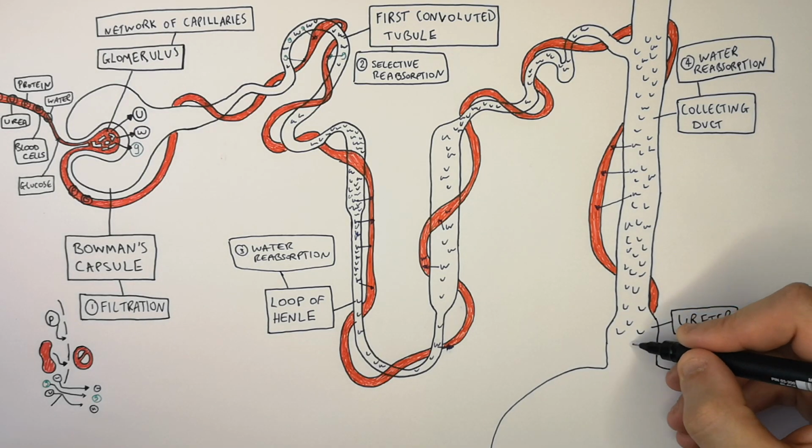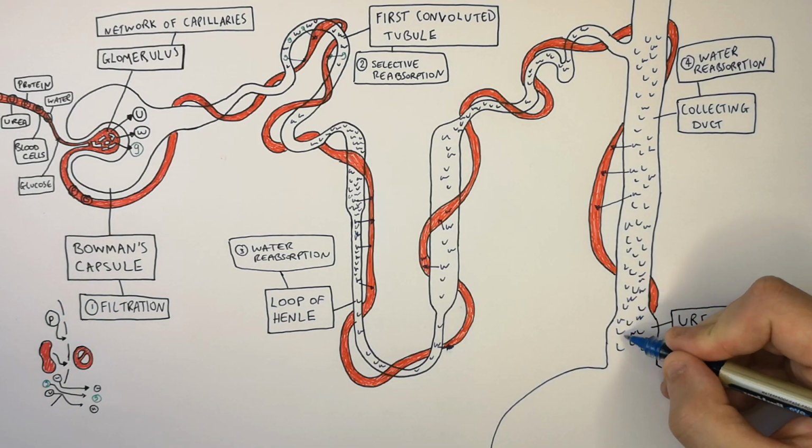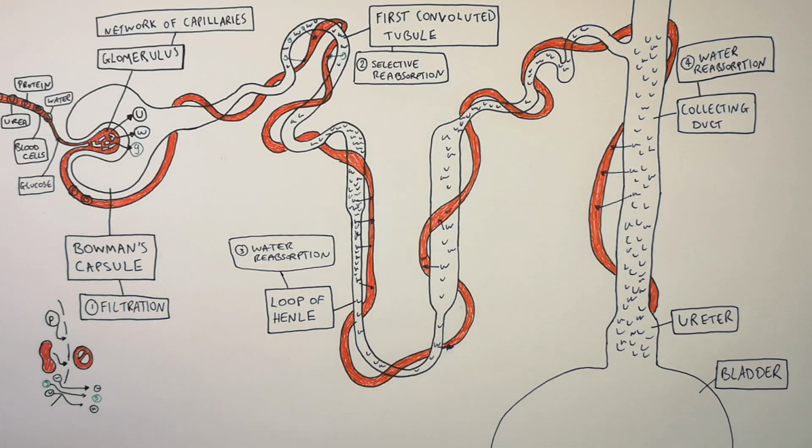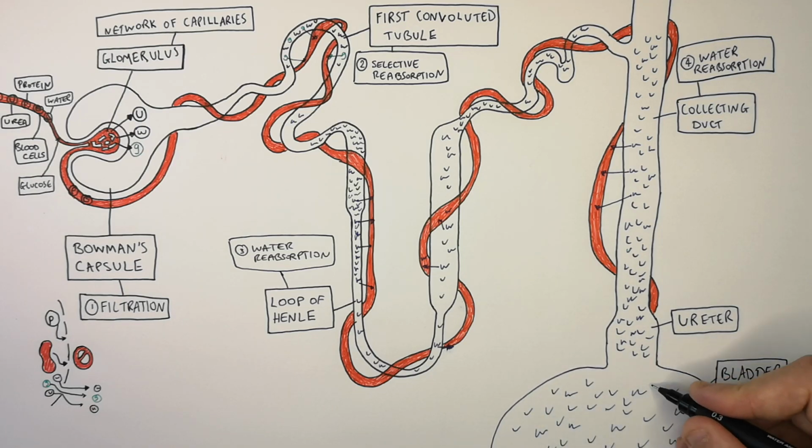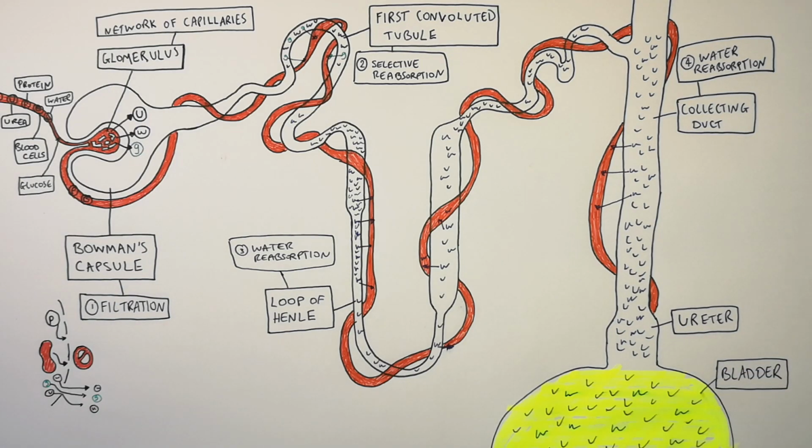So any remaining urea and water that needs to be excreted is going to be excreted as urine. So this water and urea mixture is going to pass through the ureter into the bladder where it is stored. Remember, the function of the bladder is to store urine, which is a water and urea mixture. The urine stored in the bladder is then passed out of the body via the urethra.